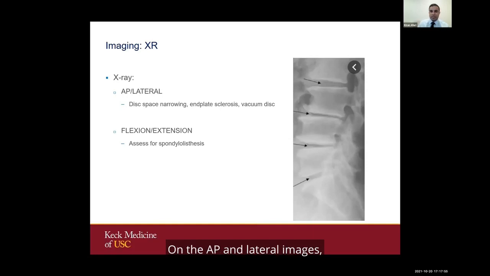On the AP and lateral images, you should look for disc space narrowing, as seen on the picture here on the right, as well as end plate sclerosis and any sort of a vacuum disc phenomenon. If you do get flexion extension views, look for motion to rule out any sort of instability.